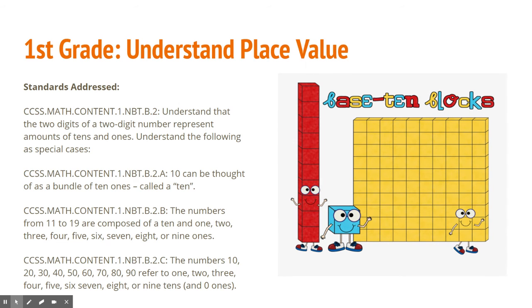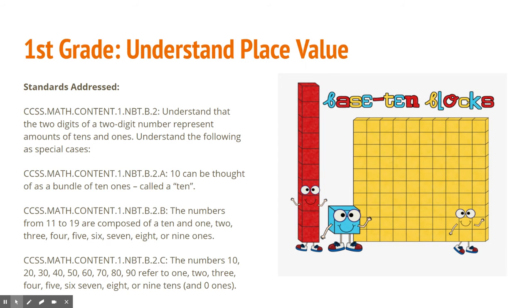In first grade, the standards are built upon the foundational knowledge acquired in kindergarten. These standards further understanding of numbers and operations in base 10, and having an understanding of two-digit numbers, and that a two-digit number represents a specific amount of tens and ones. This standard is more specifically broken into three parts. The first is that 10 can be thought of as a bundle of 10 ones.